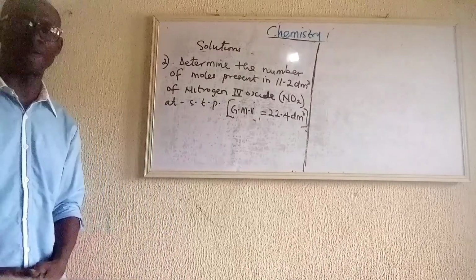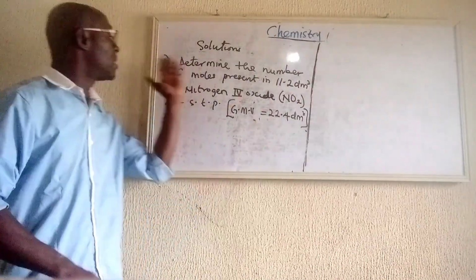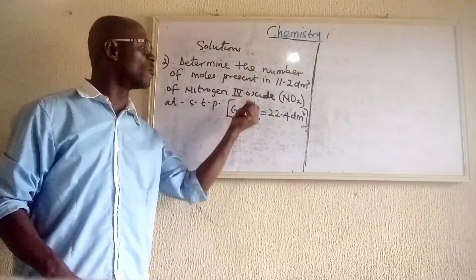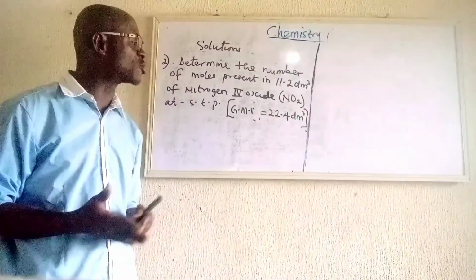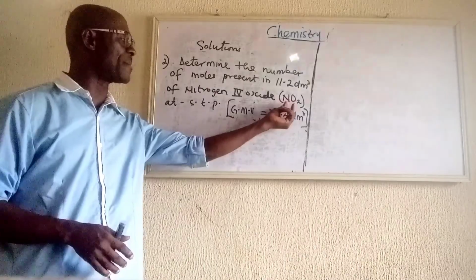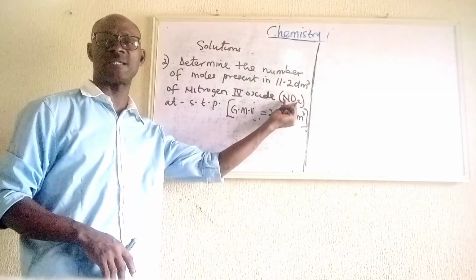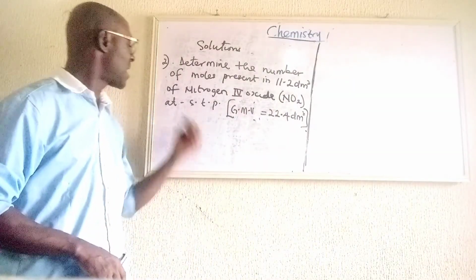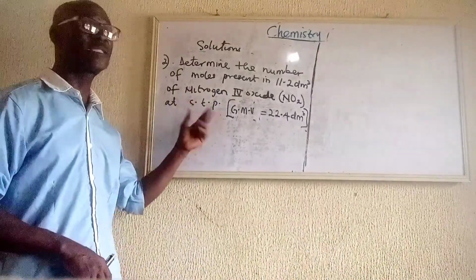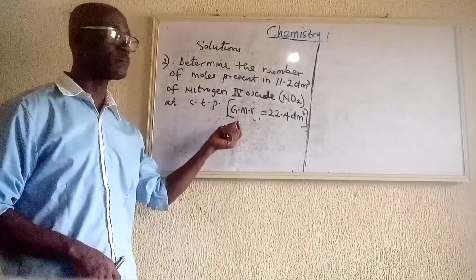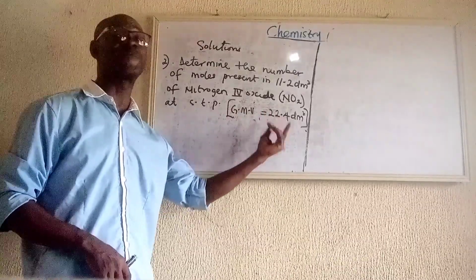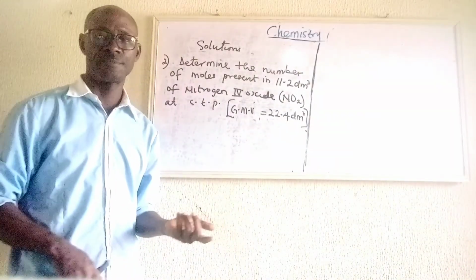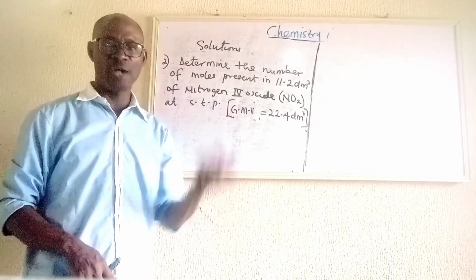Example 2 question. Determine the number of moles present in 11.2 dm³ of nitrogen(IV) oxide. This is the chemical formula for nitrogen(IV) oxide, NO2, at STP, standard temperature and pressure. GMV, gas molar volume, is 22.4 dm³. Now, how do we go about it?